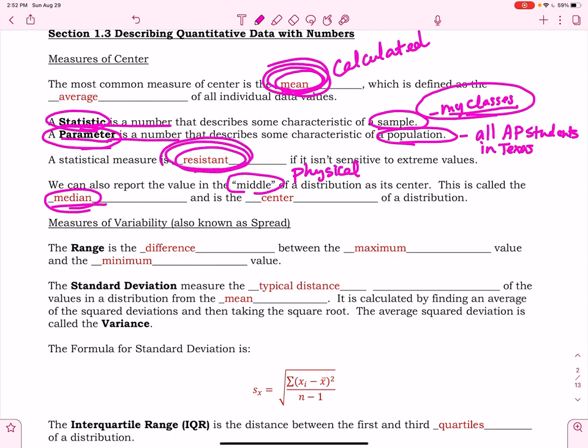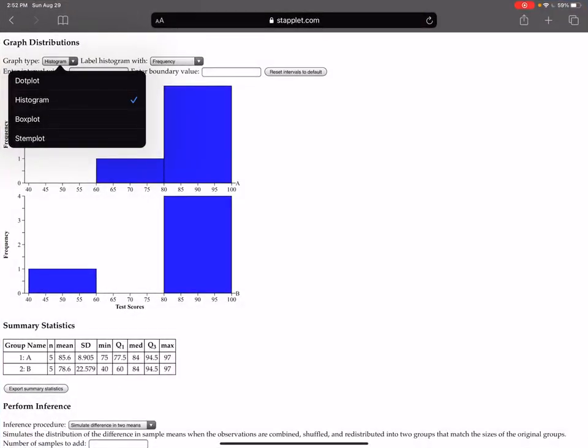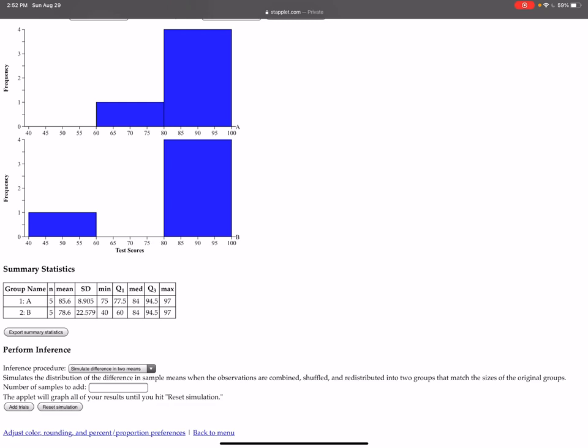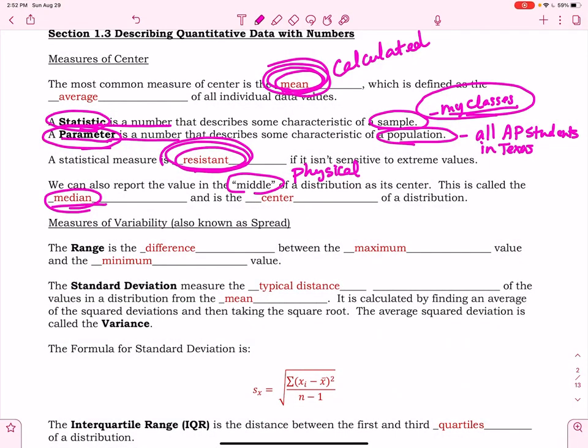The median, however, remember our picture over here, remember that the medians were the same. They were both 84. That indicates to me that no matter what my extreme values are doing, my median is going to stay put. It is resisting that low value of 40. So the median is said to be resistant.